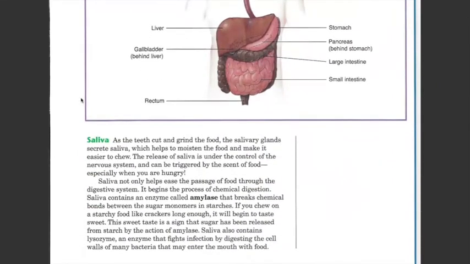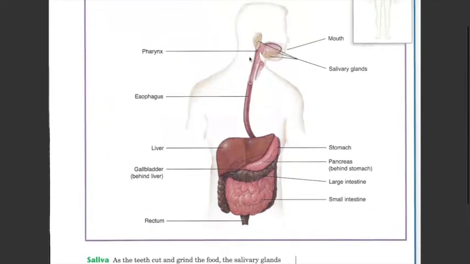Saliva. As the teeth cut and grind the food, the salivary glands secrete saliva, which helps to moisten the food and make it easier to chew. All the way up here, guys, in the picture. Salivary gland in the cheek, along the jawline, and just under the tongue. And then on the other side of the face, cheek and jawline as well. All right, that's actually 5 different salivary glands, but 3 with 3 names in this picture.